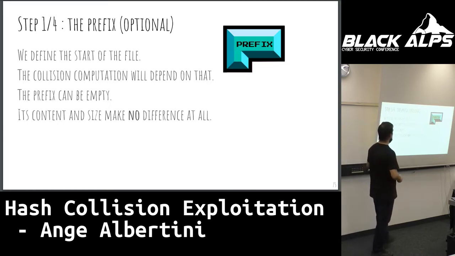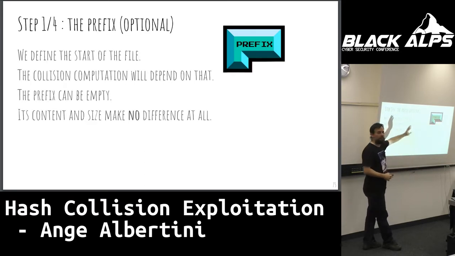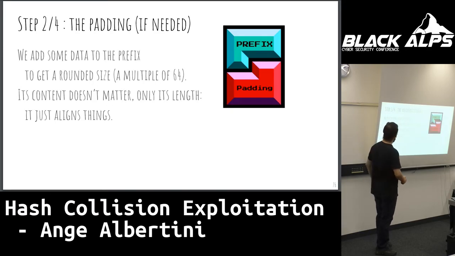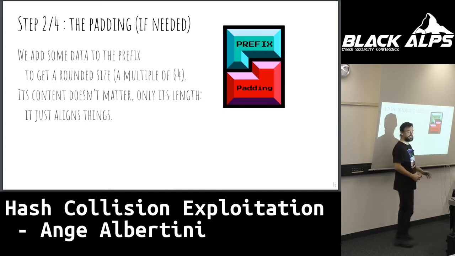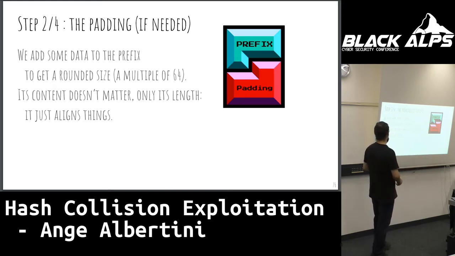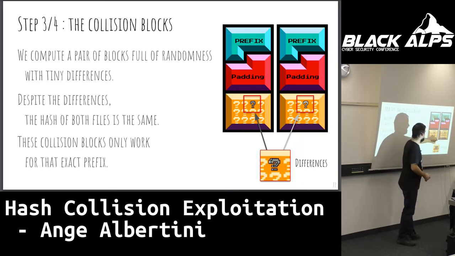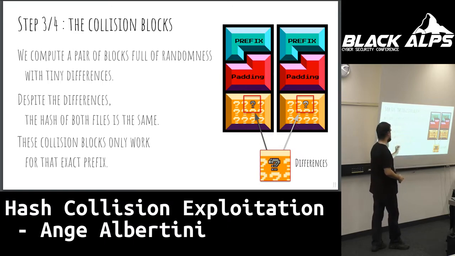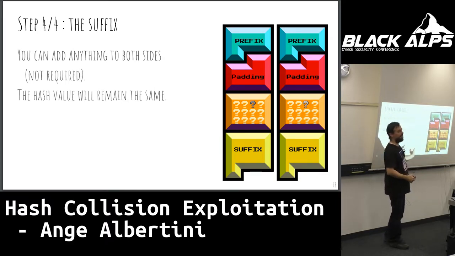So as a recap, we define the start of the file. The computation will depend exactly on its content, but what is inside doesn't matter at all. It's crypto, it will not do any analysis of whether it's French or random data. Then there is some padding, just to reach a multiple of 64 bytes as a block boundary. It could be full of zeros or your favorite ASCII art, because that's what I do. It's just here to align things to block boundaries. Then, depending on what's before, some blocks are added, full of randomness with a few differences, and these blocks will only work for that exact prefix. After that, since you have the same hash at this point, you can add whatever you want on both sides, and it will keep the same hash.